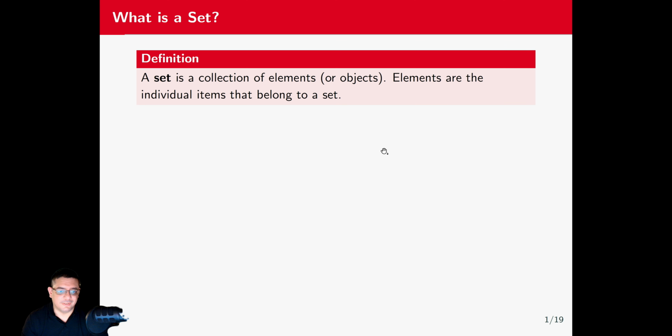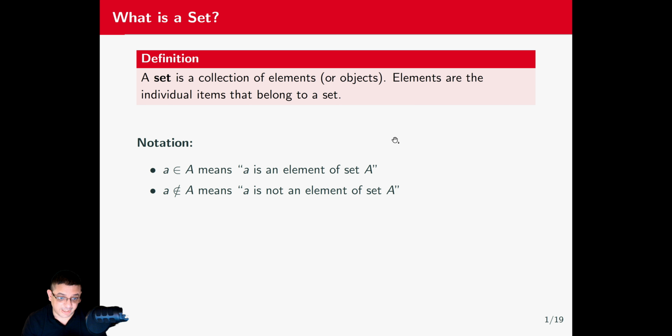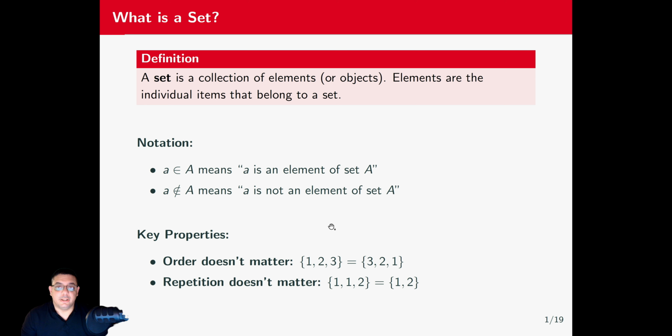So what are sets? Sets are collections of elements or objects, and those elements are the individual items that belong to a particular set. We have the notation a ∈ A, which means a is an element of the set A, and a ∉ A, or a is not an element of the set A. The key properties of a set are that order doesn't matter. The set {1, 2, 3} is the same thing as the set {3, 2, 1}. And repetition doesn't matter. That's the biggest difference with a sequence. For example, {1, 1, 2} is just equivalent to the set {1, 2}.